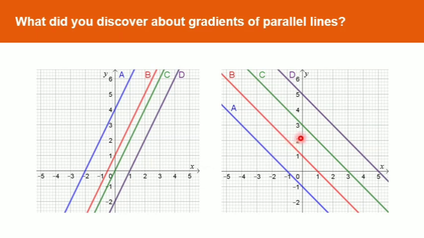Now what about this one? Let us check. Are their gradients the same? This is going down by 2, so negative 2 divided by 2. Negative 2 divided by 2 is negative 1. Now what about this one? This is going down by 3, so negative 3 divided by 3 is negative 1 also. So the characteristic of parallel lines is that they have to have the same gradient.